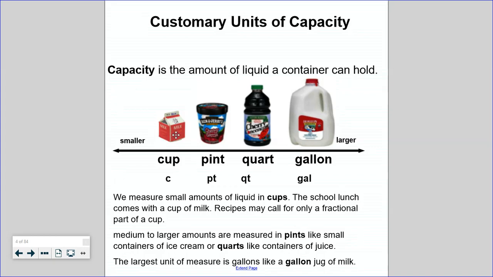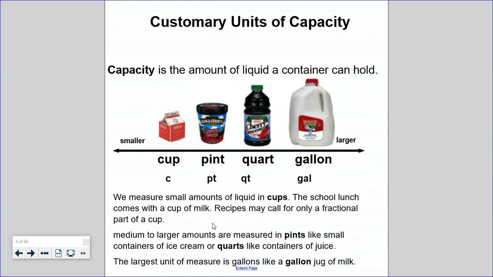So the cup of milk, or sorry, the little container of milk that you get at your school lunch, that is one cup. That holds 1 cup of milk, 1 cup of liquid. A small ice cream container like these Ben & Jerry's, that holds a pint. A quart would be one of these big juice containers. There's apple juice. You may have seen those at the store. And then a gallon of milk, these big plastic jugs of milk, that holds 1 gallon.